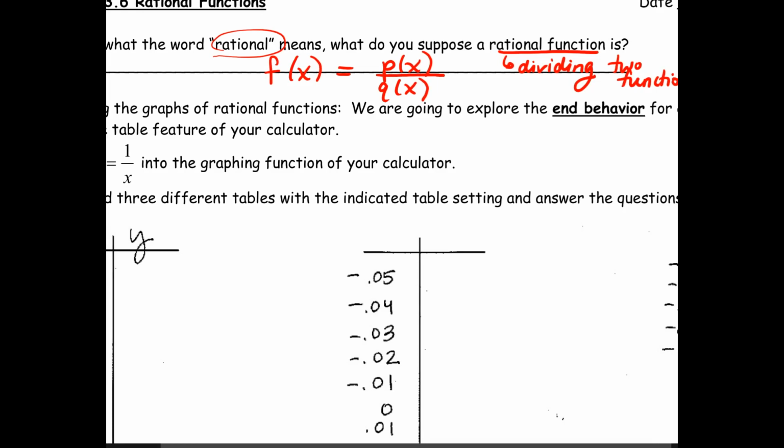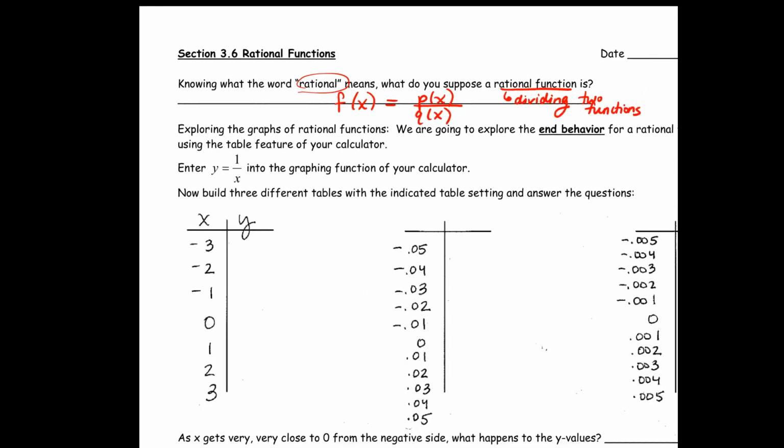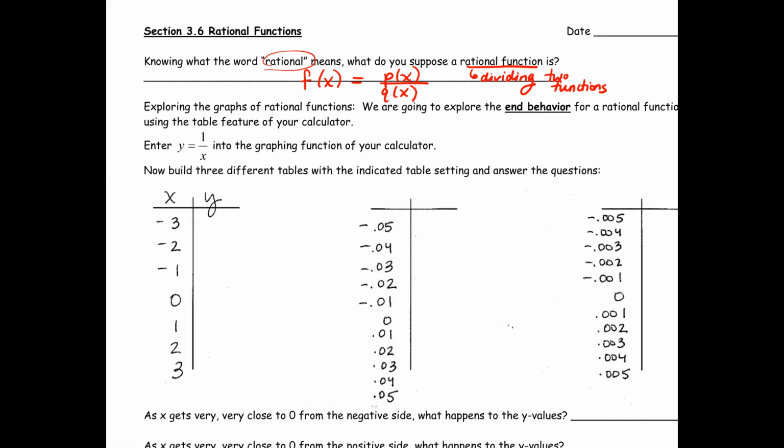Okay, we're going to start with the most basic rational function to help develop how we graph and look at different aspects of other rational functions. So first of all, we're going to explore the end behavior for a rational function, how the graph behaves at the end, by using the table with the most basic rational function, y equals 1 over x. So what I'd like you to do is plug this into your calculator, and then build your table.